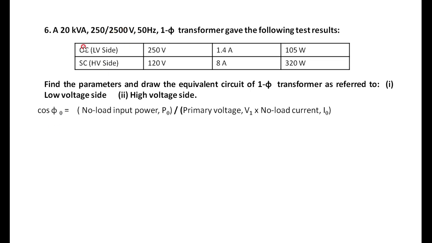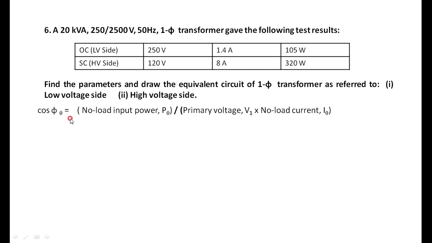First, from the open circuit test data, our objective is to find R0 and X0. And from the short circuit test, our objective is to find R equivalent and X equivalent. These are the two objectives. Based on the given data, first you have to find the values of R naught, X naught, R equivalent and X equivalent. First, the OC test is conducted on the LV side, which I am considering as the primary side, and the HV side I am considering as the high voltage side.